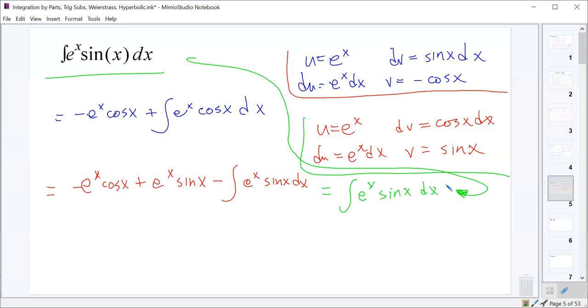So this big long integral that we got with another integral in it should be equal to what we originally started with. And so now we can get out of this infinite loop that Derek found for us by adding this integral over here and saying that negative e to the x cosine x plus e to the x sine x equals 2 integrals of e to the x sine x dx. Everybody good with that?